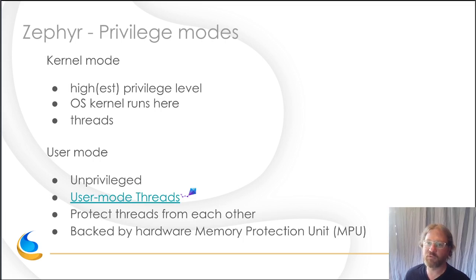But what we're interested in for this talk is adding unprivileged user mode support for RISC-V cores that actually have hardware support for that. So this is where we can add support for Zephyr user mode threads, so that threads can be protected from each other with some hardware protection, such as a memory protection unit.